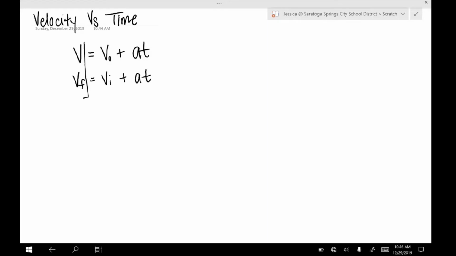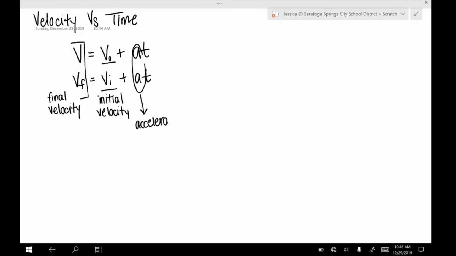So the left side of the equation is your final velocity. This beginning part of the equation is your initial velocity. The a is your acceleration. And of course, t is time.